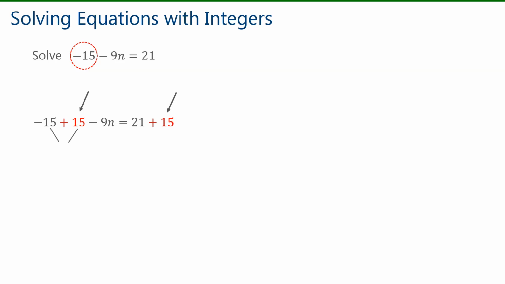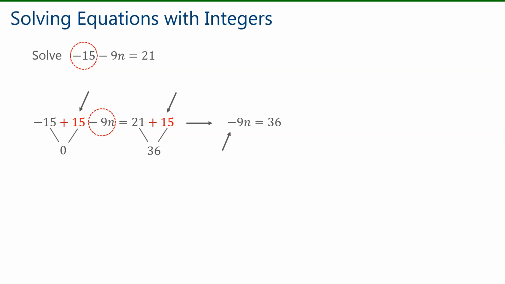On the left-hand side, negative 15 plus 15 equals 0. And on the right-hand side, 21 plus 15 equals 36. So if we get rid of the negative 15 plus 15, we have negative 9n on the left and 36 on the right. So if we look back, when we take away the negative 15 and the positive 15, we still have a negative 9n. So we need to make sure that we include the negative right here.